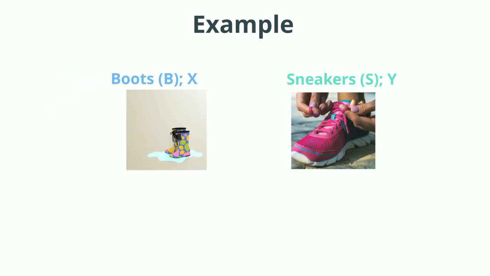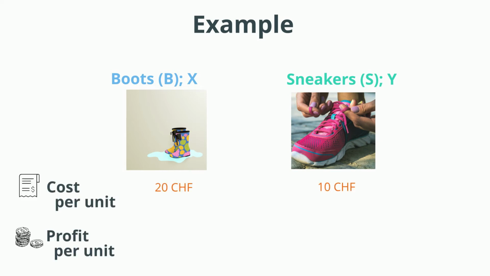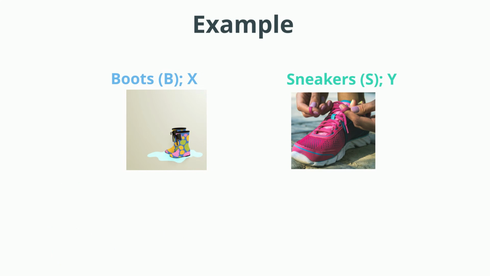The boots, denoted by B, will be our X, and sneakers, denoted as S, will be our Y. The costs of boots and sneakers are respectively 20 and 10 Swiss francs per unit, and the profits of boots and sneakers are respectively 8 and 5 Swiss francs per unit. From the profit, we can then derive our objective function, which maximizes the profit, Z.